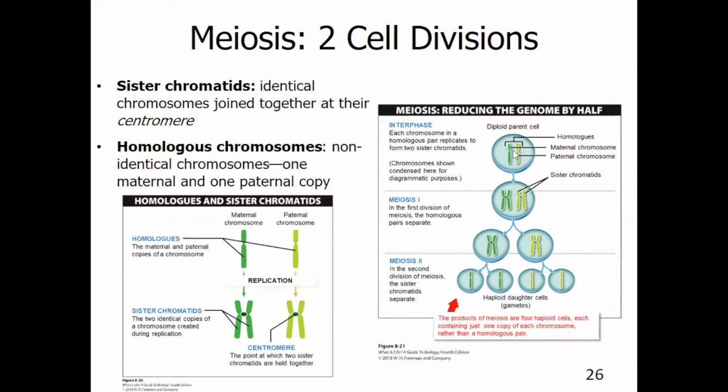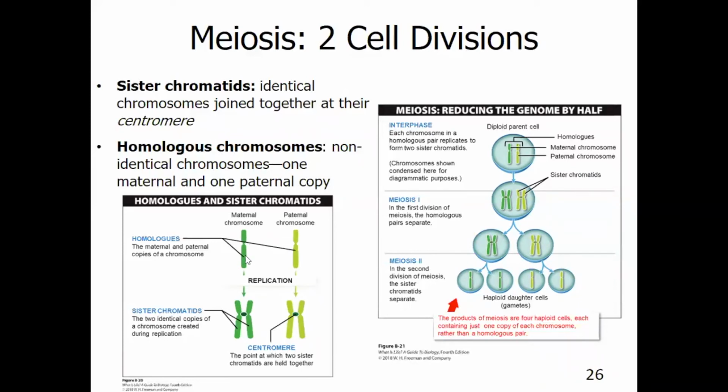These 2 chromosomes are called homologous chromosomes, or the homologs, or some people will call them the homologous pair. Homologous chromosomes are not identical. Again, they are 1 maternal and 1 paternal copy of the chromosome.